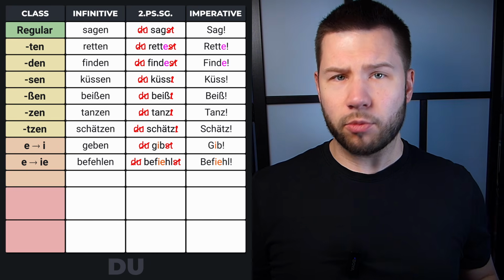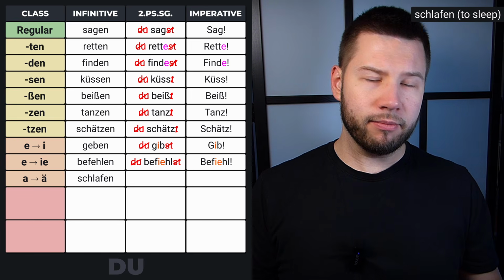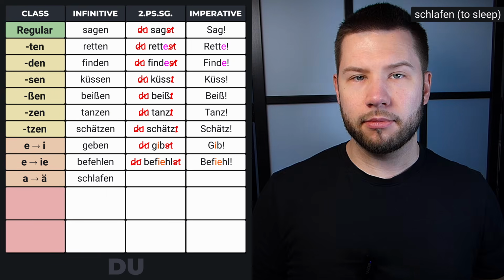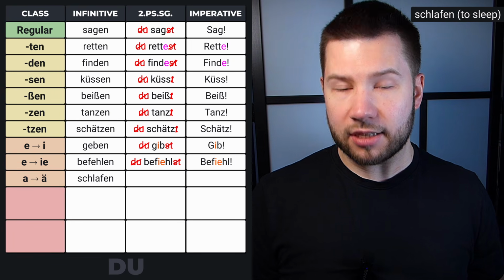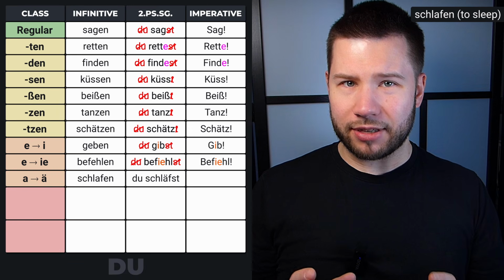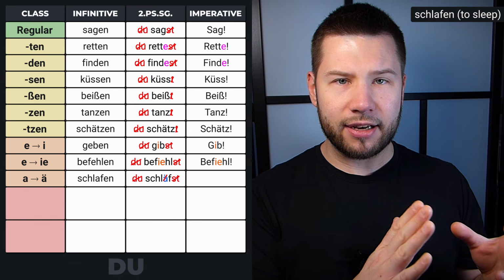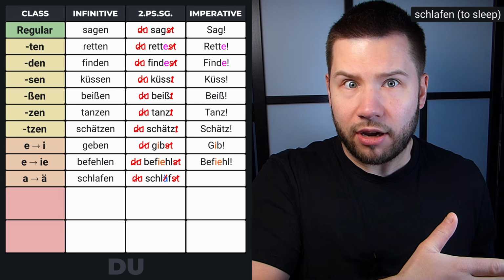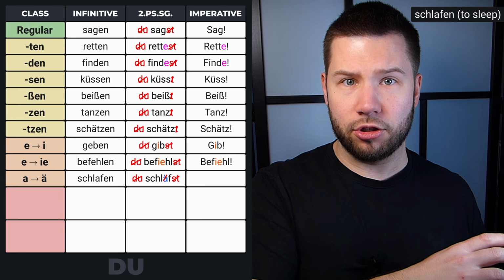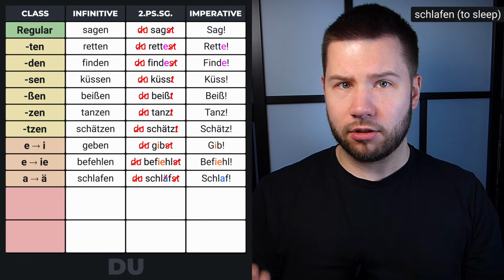Moving on to the next class with a root vowel change, A to Ä. Let's use the word schlafen, to sleep, as an example. As usual, put it into the second person singular form. Du schläfst. And now something really weird happens. To get the imperative form, you still need to cut off st at the end and omit du, but you also have to reverse the root vowel change. Ä is turned back into a, so it is schlaf, not schläf.